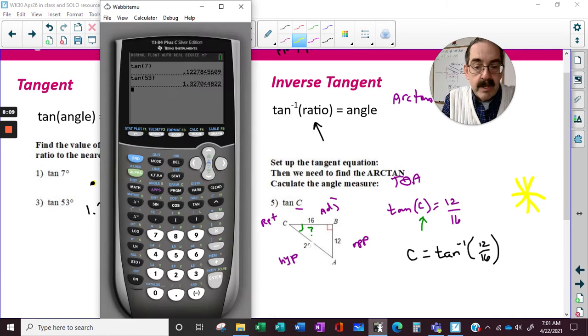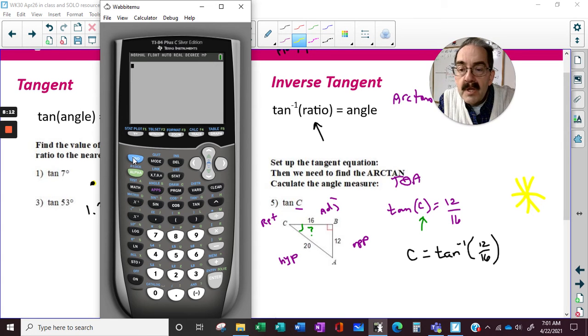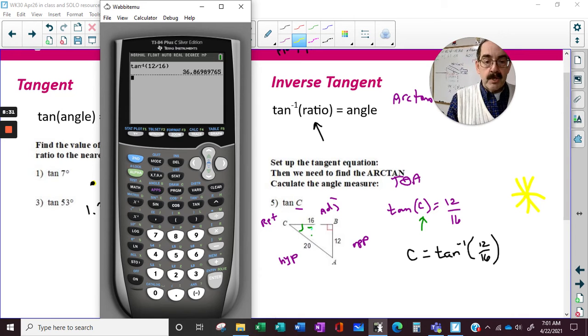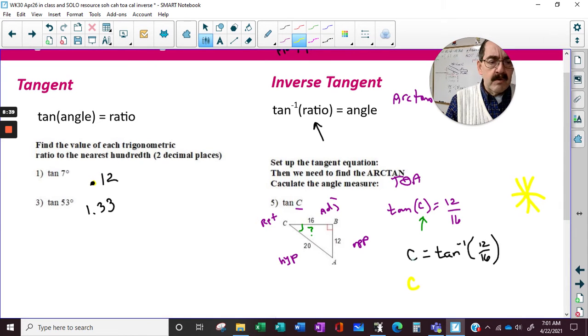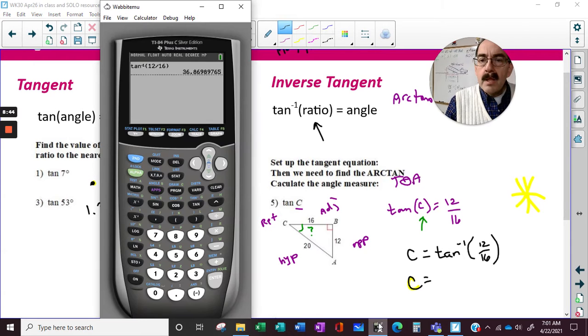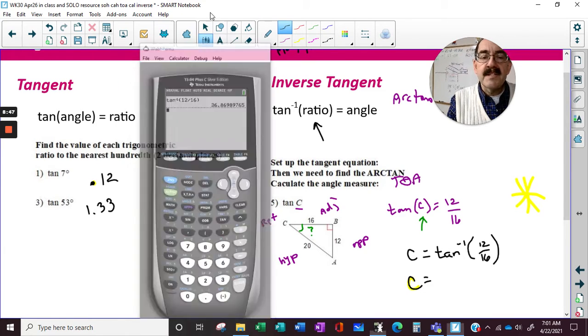All right, so grab our calculator, and the first thing we'll do is go second tan. You see a little negative 1? The inverse, the arctan, the undo button. Now, 12 divide by 16, close parenthesis, enter. The angle measure is 36.87. Let's try to work in 2 decimal places. So, the angle measure, 36.87.